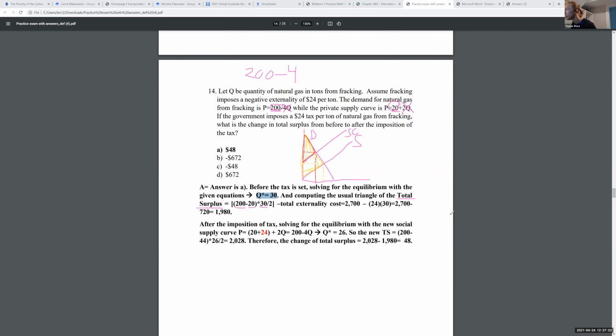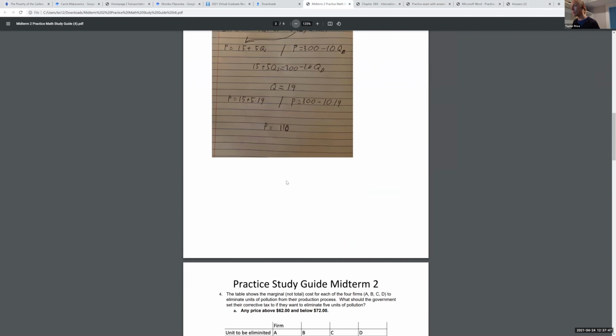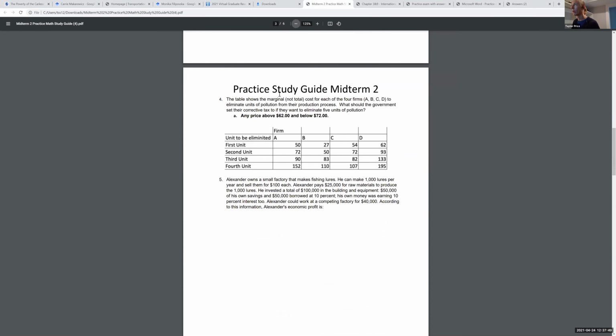Yeah, practice midterm, study guide question 4. Yes. Okay, so let me clear and okay. Question 4. Was this a question you were thinking of for the pollution? Okay, perfect. So yeah, let me go over this one again.